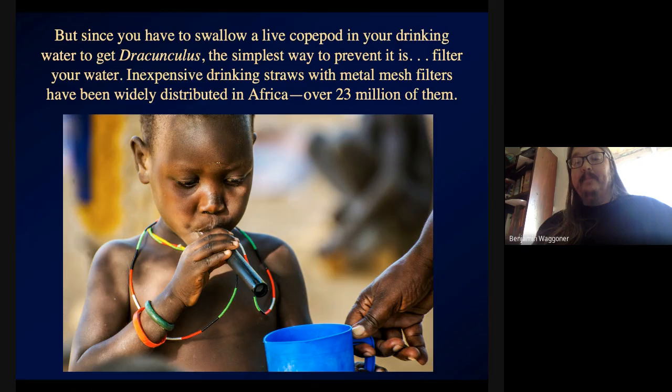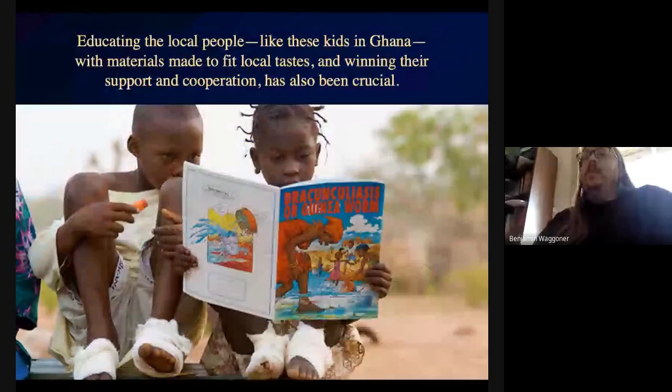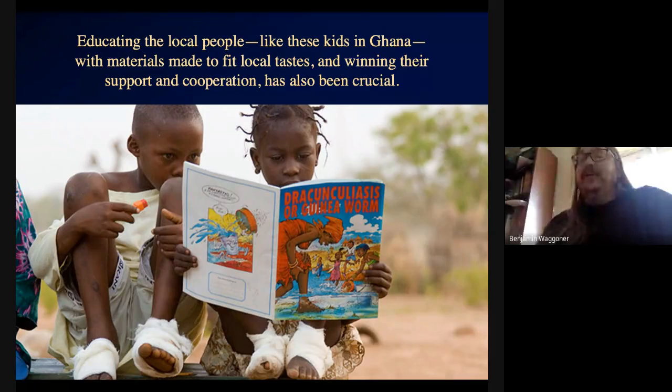At first, there was some resistance to this, but control efforts have focused on educating the local people. Here you can see they're reading a comic book about dracunculiasis. Those bandages are because they both have dracunculiasis and they've got blisters on their feet. So they're learning about it.